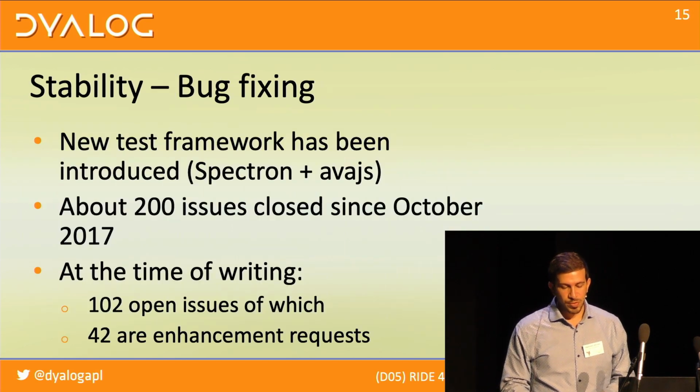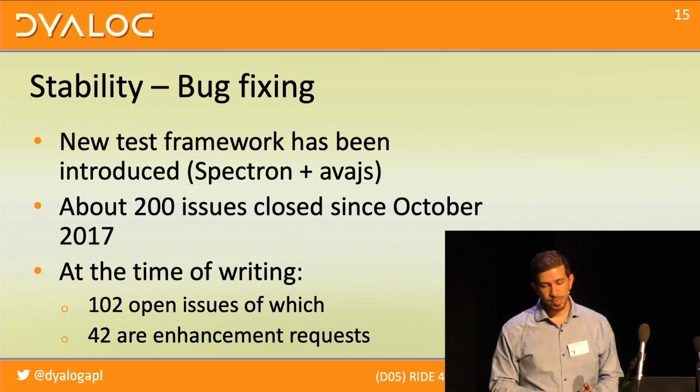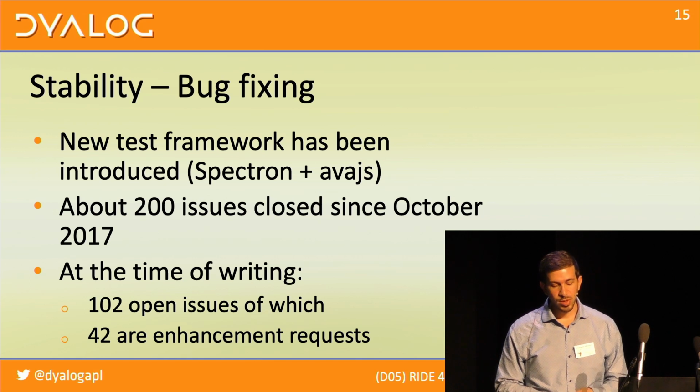Right, we've focused a lot on stability, making sure that the small glitches and bugs have been fixed. And in the last year, about 200 issues have been closed. And when I looked today, I saw that of the 102 open issues, 42 of them are enhancement requests. So there aren't that many, there are fewer bugs than we used to have. And I think the experience in general, from what I heard from users, is that they're quite happy with the way it works today.